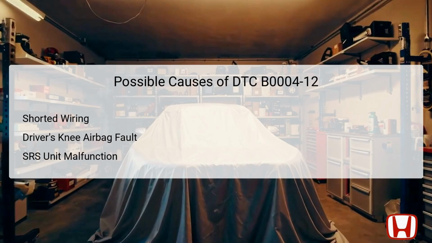Secondly, the driver's knee airbag itself may be faulty. If the airbag shows signs of damage or failure, it could lead to erroneous readings in the SRS system. Lastly, a malfunction of the SRS unit could also be to blame for this diagnostic trouble code. If the control module fails to interpret the signals correctly, it might falsely trigger this error code. Diagnosing the exact cause involves thorough inspection of all related components and circuit paths.